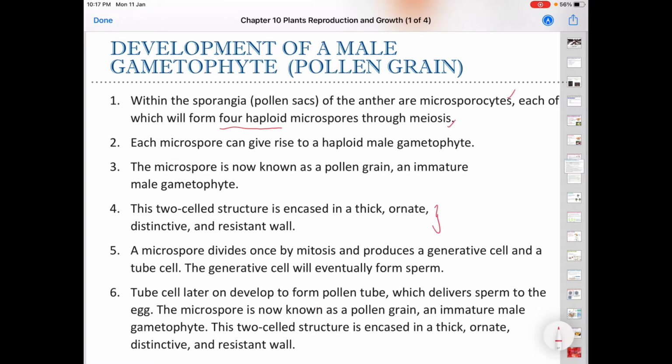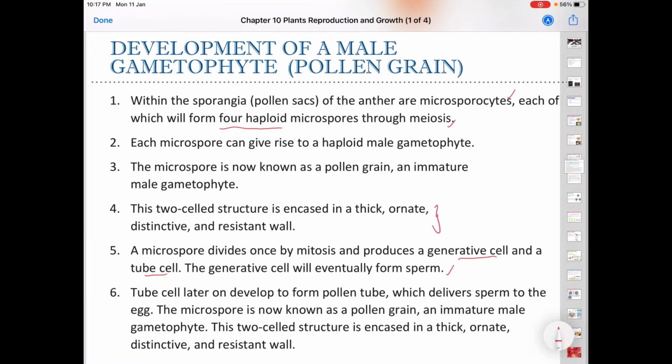A microspore divides once by mitosis and produces a generative cell and a tube cell. The generative cell later will form two sperm, and the tube cell later will develop to form the pollen tube. This pollen tube functions to deliver the sperm to the egg.